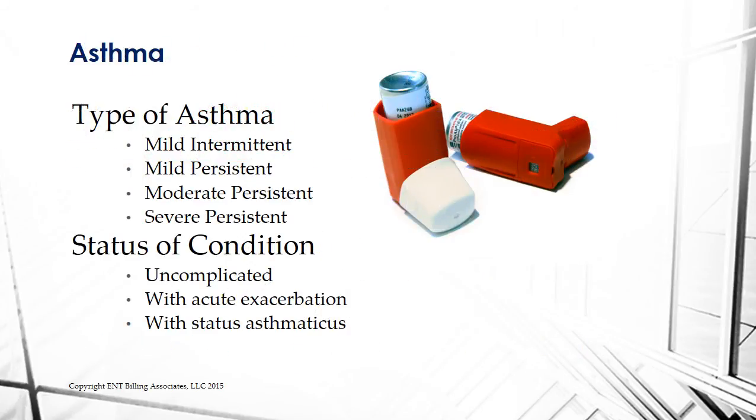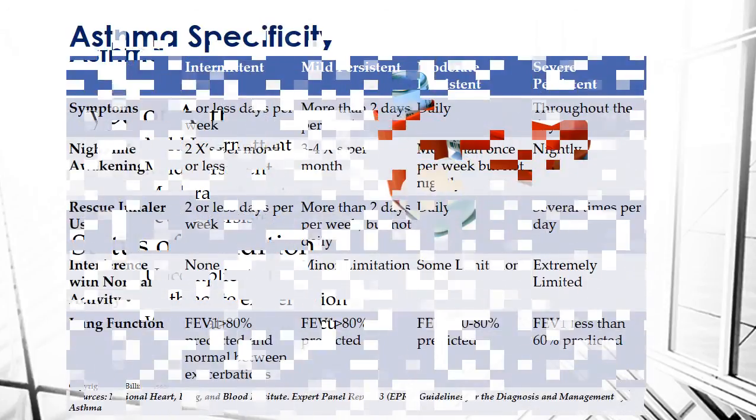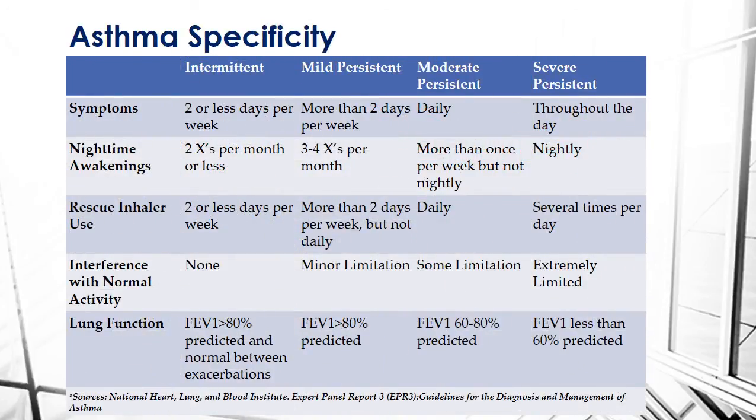The last condition we will cover today is asthma. When performing your examinations, it is crucial to keep both the type of asthma and the status of the condition in mind. In this next slide, we have created a table that can help with the review of the classification for asthma types.